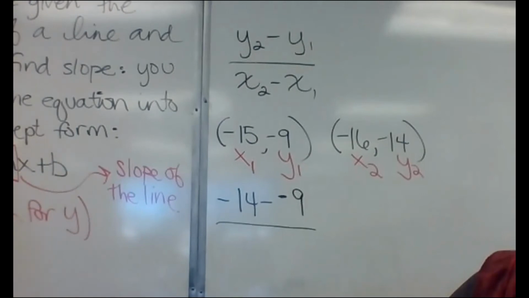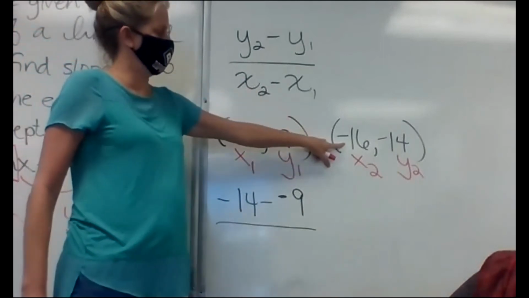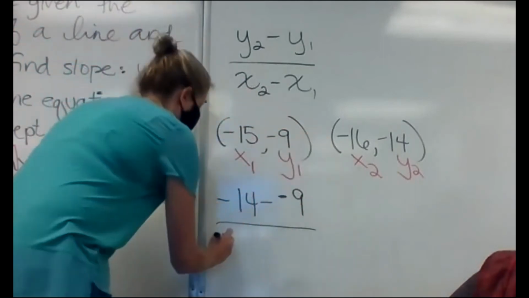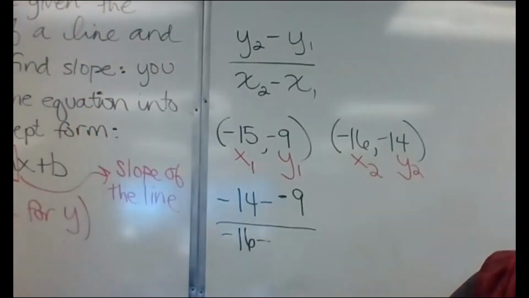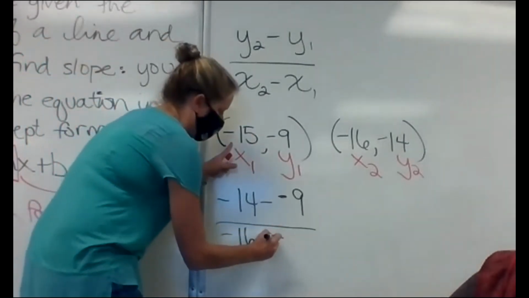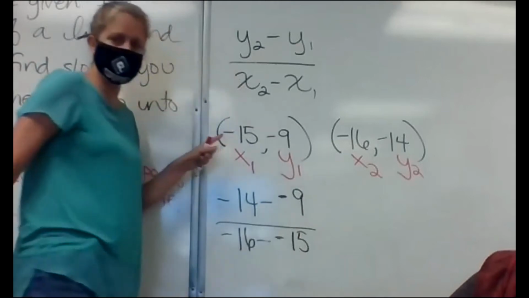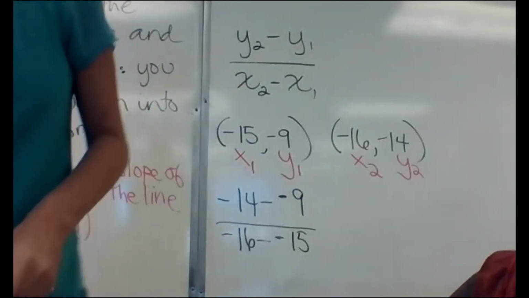Then in the bottom, what do you need? x2. Negative 16. Minus. Go ahead and put your minus in before you even look at the other number. So negative 16 minus my x1 is negative 15. Type it in exactly how you see it.